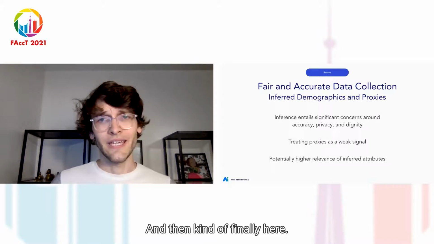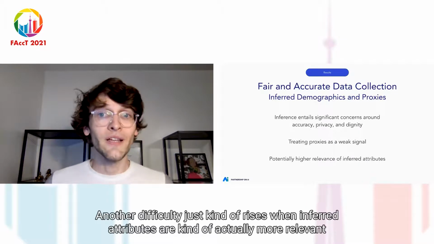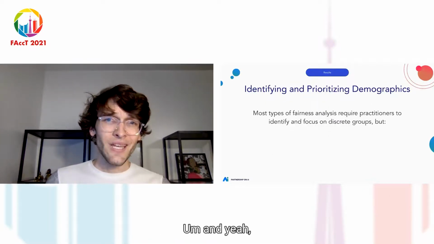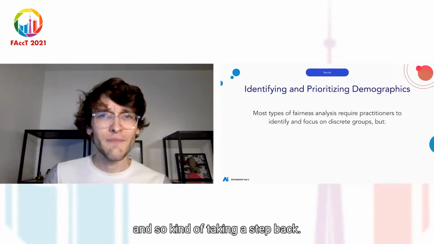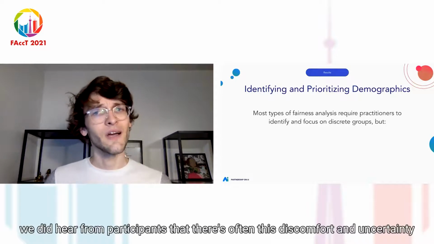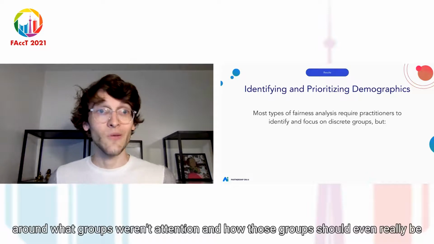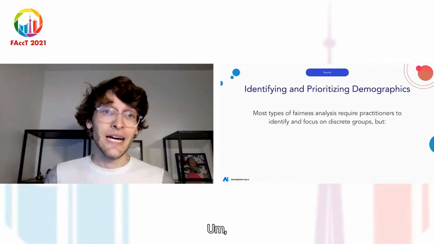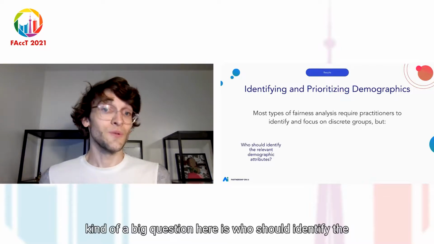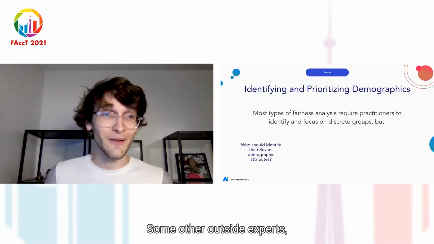And then finally here, another difficulty arises when inferred attributes are actually more relevant to the issue at hand than self-reported ones. And so taking a step back, we did hear from participants that there is often discomfort and uncertainty around what groups warrant attention and how those groups should even be defined. A big question here is, who should identify the relevant demographic attributes? Should it be the practitioners, some other outside experts?